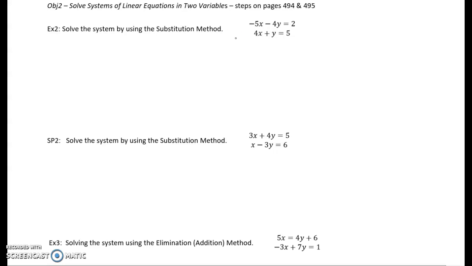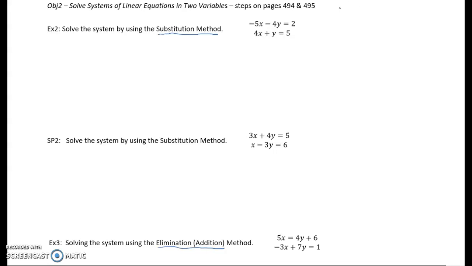So there's a few different methods for solving these. One is called the substitution method, which we're going to talk about first. Then we'll talk about the elimination or addition method as well. These are both algebraic methods to solve. You could graph these if you really wanted to. You could graph each equation and see where they cross. But we're going to do this using algebraic methods. One is called substitution and the other is elimination.